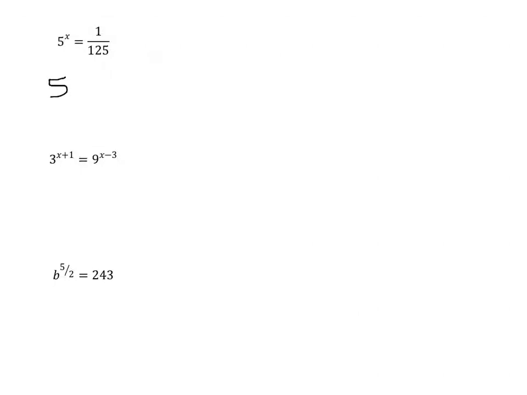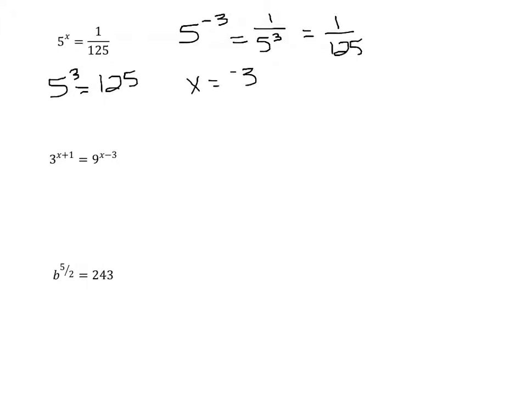Well, 5 cubed is 125. So this one is actually one of those ones that's a little bit ridiculously simple to rationalize. That 5 to the negative 3 power is going to be the same as 1 over 5 cubed, which is the same as 1 over 125. So in this case, x is equal to negative 3.